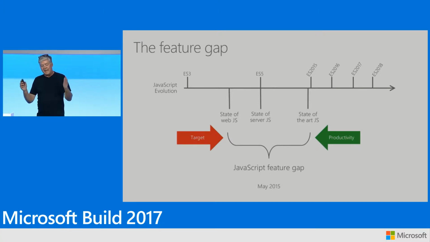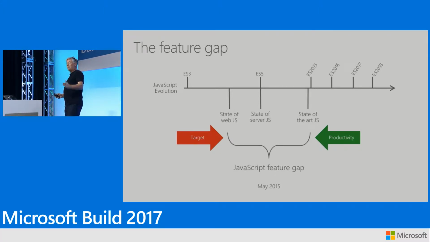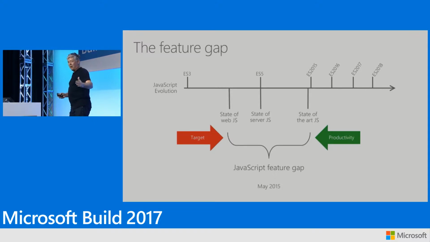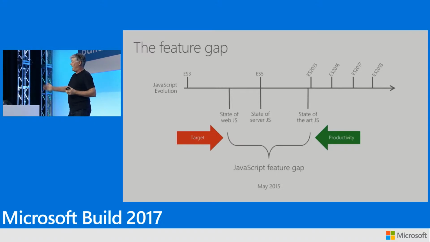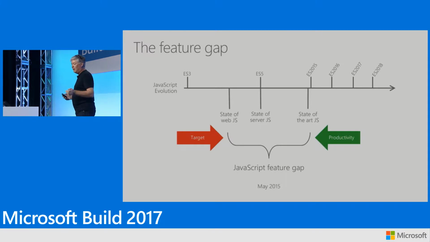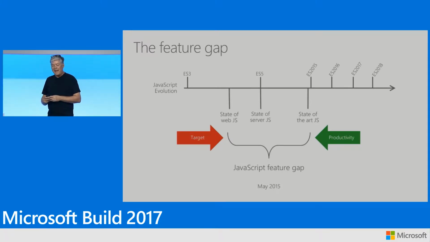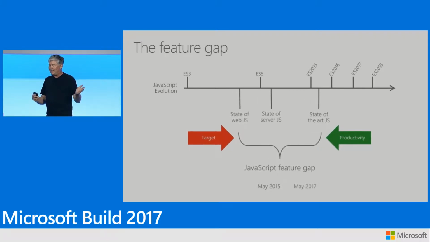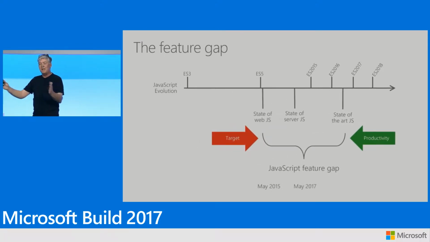And so there's this gap between what you have to target in order to make your app run and what you want to use as a developer. And that's what I call the feature gap. And that gap is actually not a one-time phenomenon. It's a thing that just sort of continues to exist.